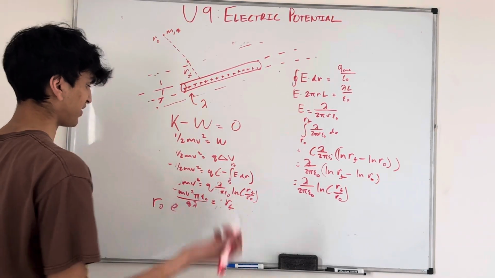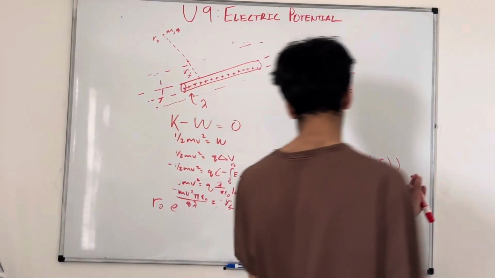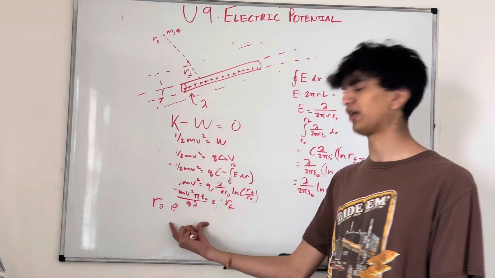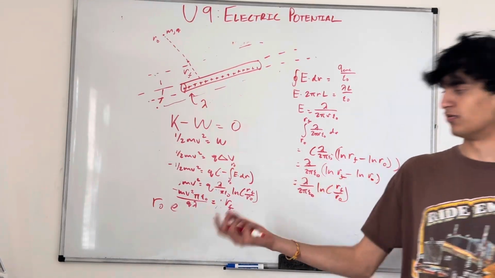Okay, I'll brush up on the negatives. But once again, use your brain. You can be like, well, I know that this r final will be less than the r initial, so it has to be a negative exponent.